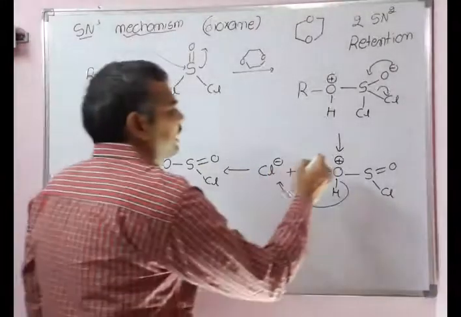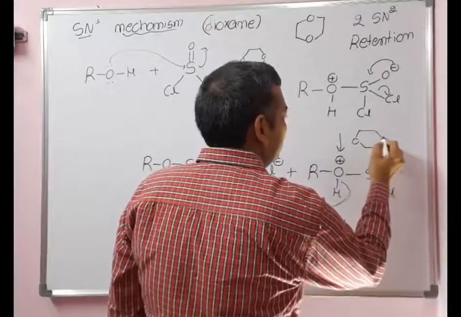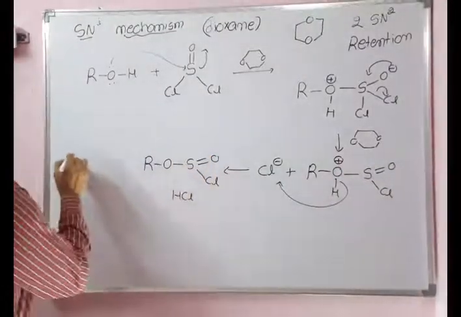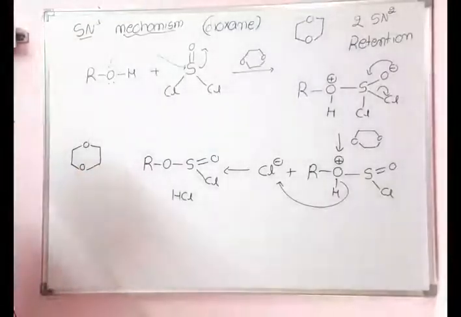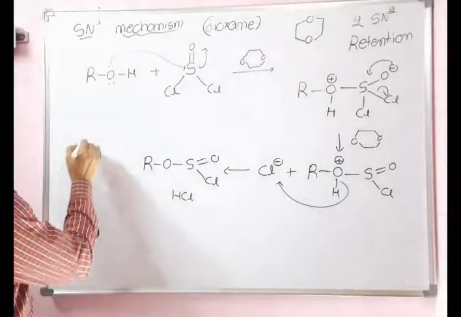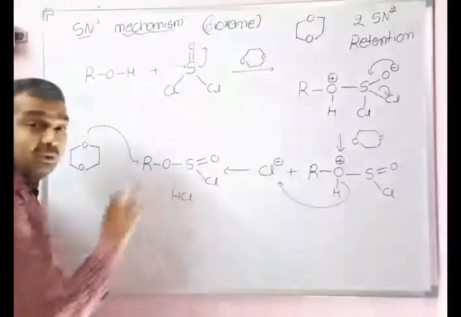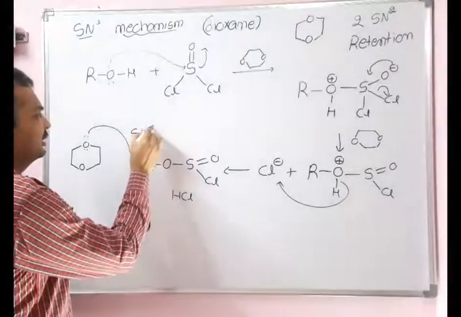Since we are using dioxane as a solvent, we have dioxane in the reaction mixture. So this dioxane will attack this alkyl chlorosulfide from the backside with respect to the OSO group. This is an SN2 reaction, the first SN2. As a result, see what is happening.